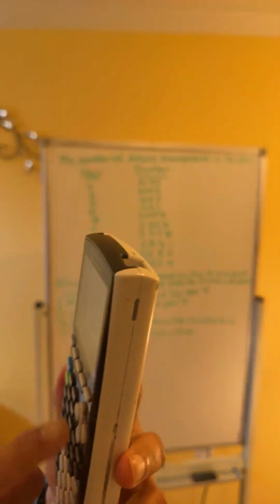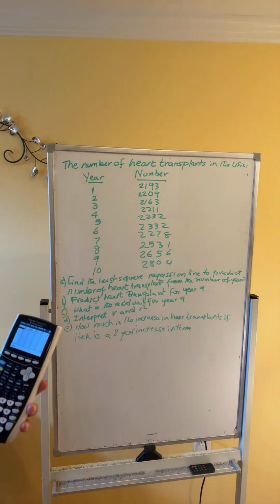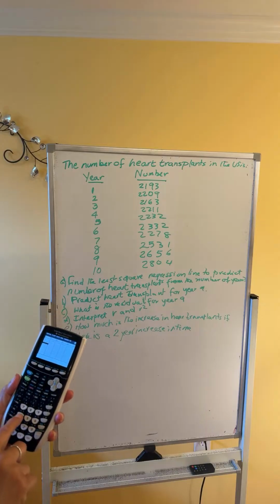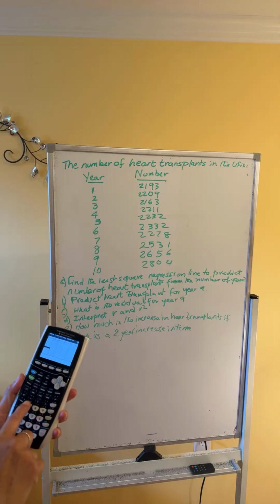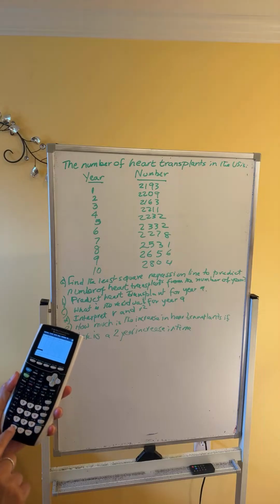Now I will enter X data in L1 and Y data in L2. First I will start with the X data in L1, list 1. X are the number of years, the independent variable: 1, 2, 3, 4, 5, 6, 7, 8, 9, and 10.